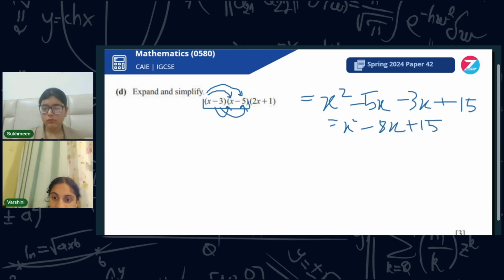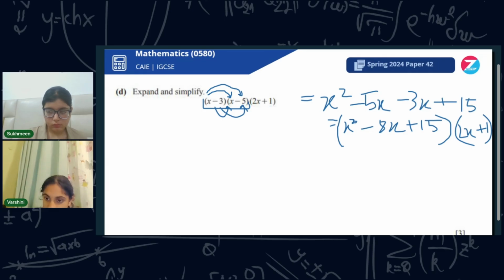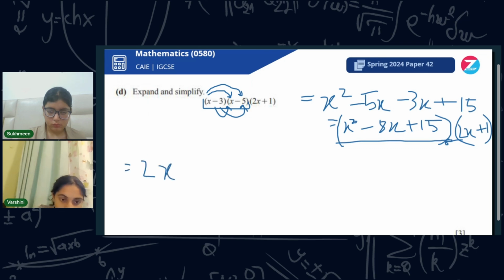I have to multiply this entire thing into 2x plus 1. So again, all we have to do is multiply 2x into all of these terms and 1 into all of these terms. So first, multiplying 2x into all of these terms, we're going to get 2x into x squared. So we have the similar x term, so it's going to be 2 into x, x squared into x, which will give us x cubed.